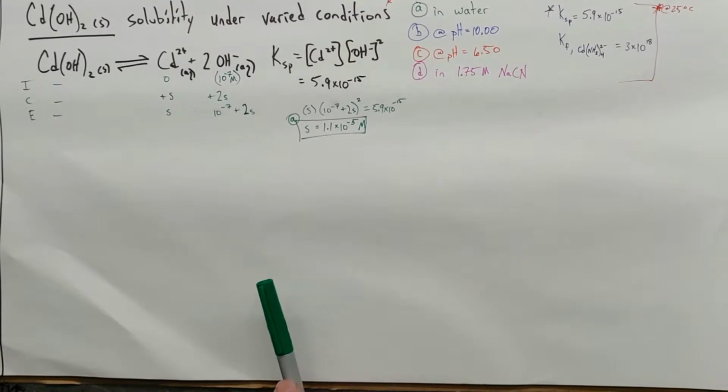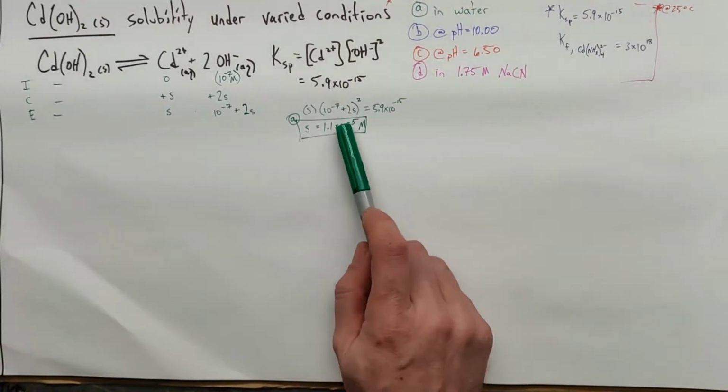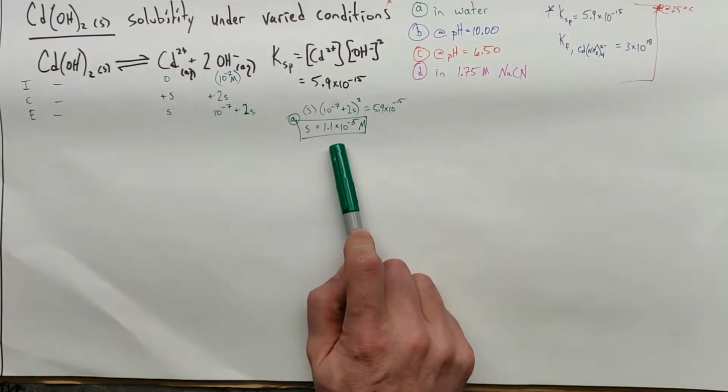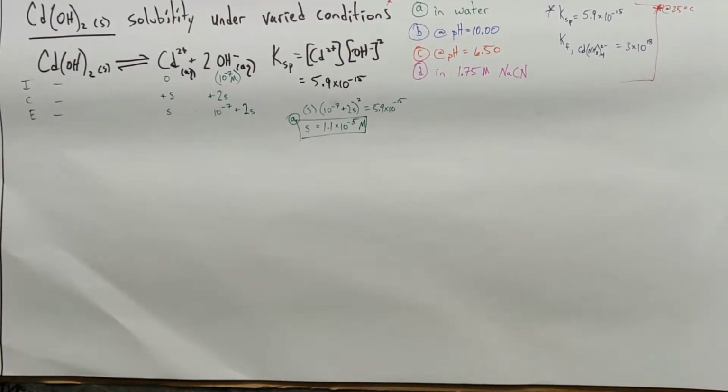And the answer for part A, 1.1 times 10 to the minus 5th. And that'll be our baseline number here, that solubility in water. And that's not super soluble. All right, in fact, if you look at solubility tables, that's a pretty good indication it's not soluble.